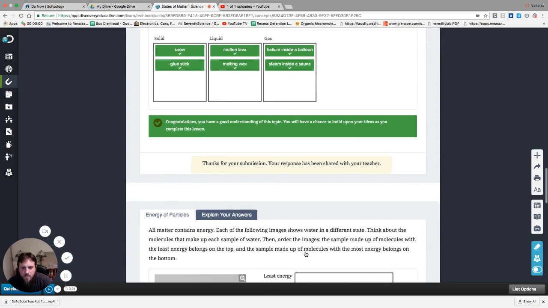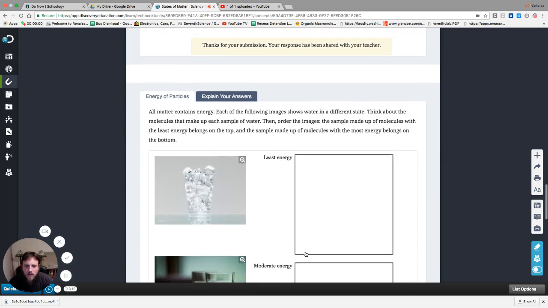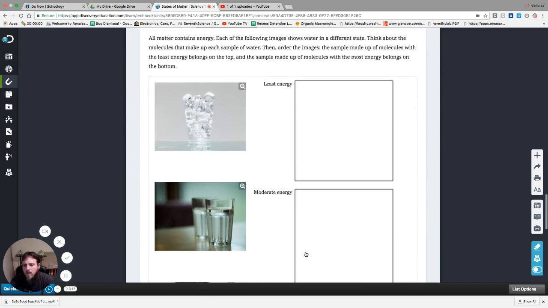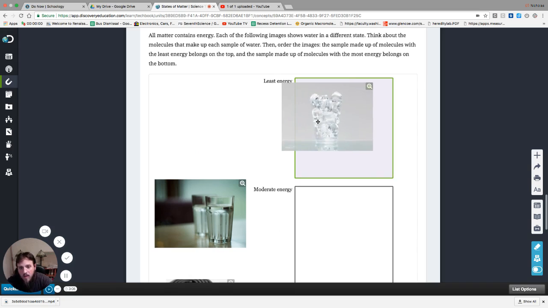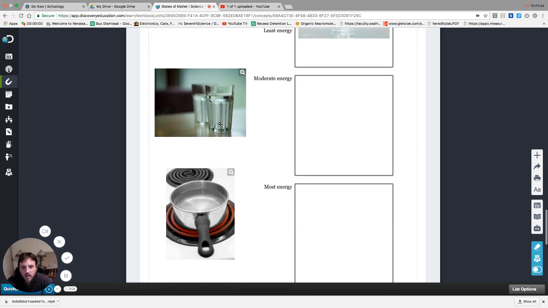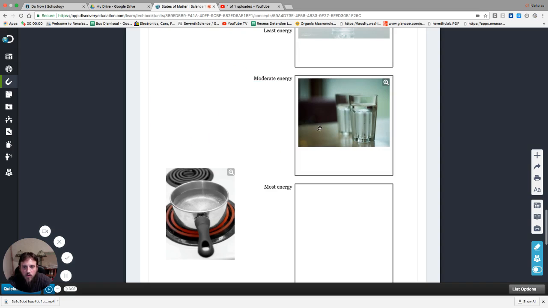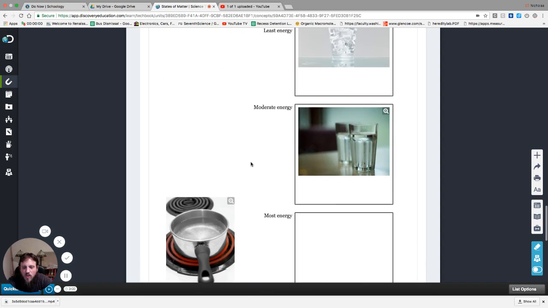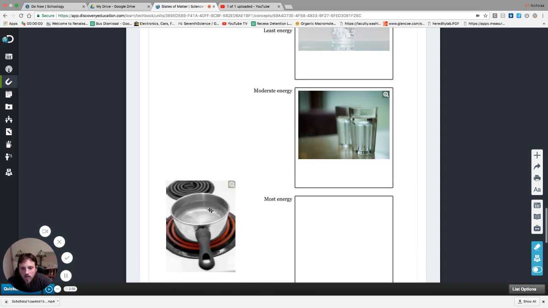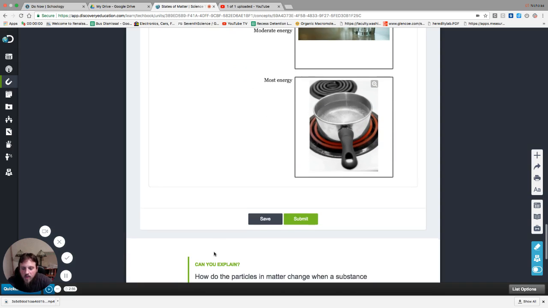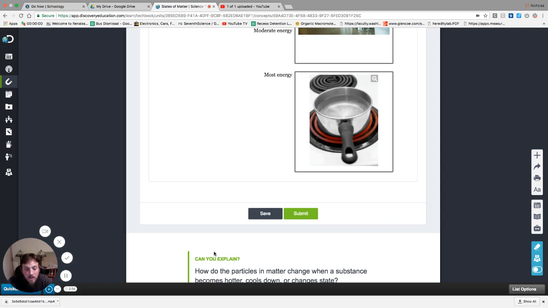So, we know that all matter contains energy, and different energies are what gives the different states of matter their characteristics. And we know that solid ice is going to have the least energy. And we know that liquid water is going to be a moderate amount of energy, a middle amount, and water turning into a gas is going to have the most energy. And it's weird to me that they put them there in order, but they did.